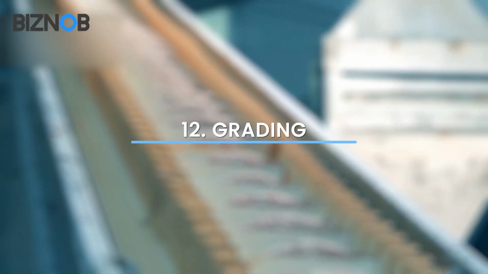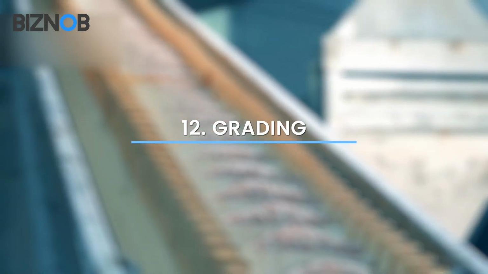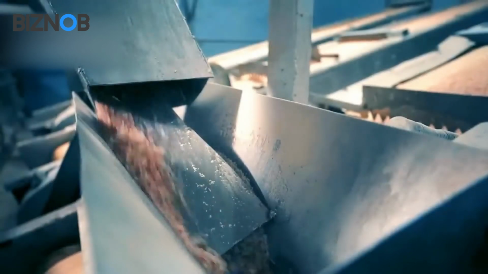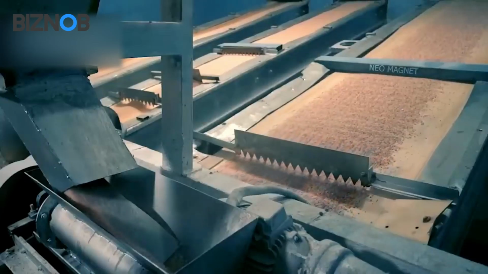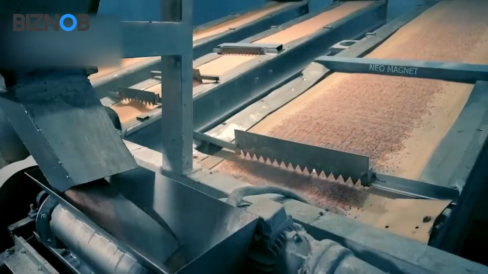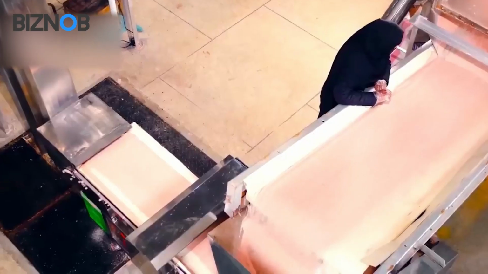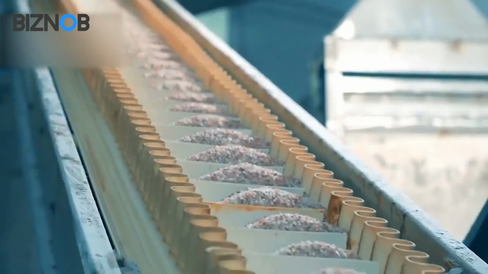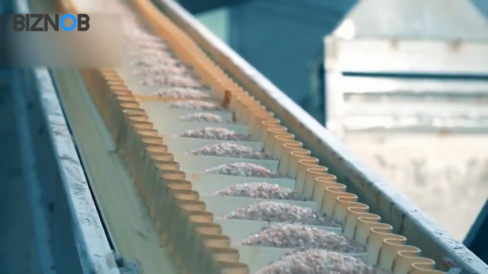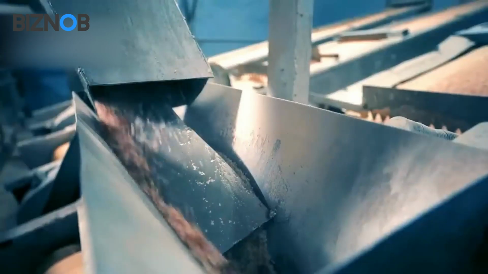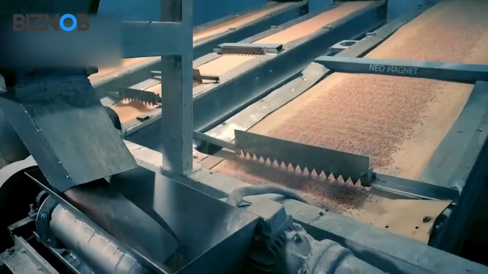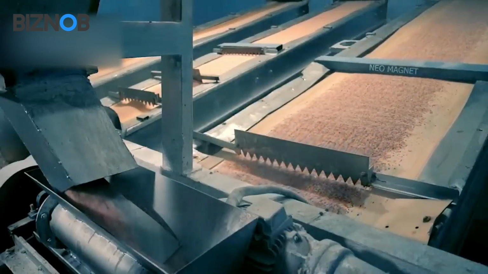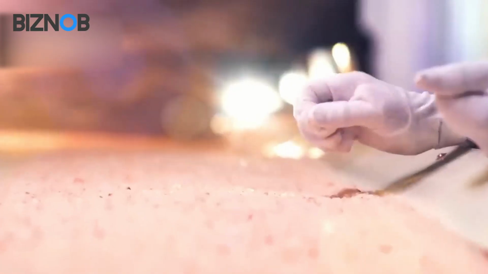12. Grading. The ground salt is then graded using machines that classify the grains based on size. This step ensures uniformity and consistency in the final product. Grading involves passing the salt through a series of screens and filters that separate the grains into different sizes. This process ensures that each batch of salt meets the desired specifications and quality standards. Proper grading is essential for producing a high-quality product that appeals to consumers.